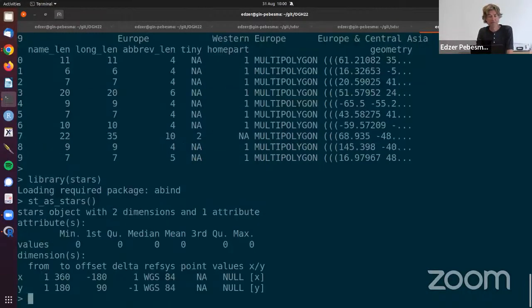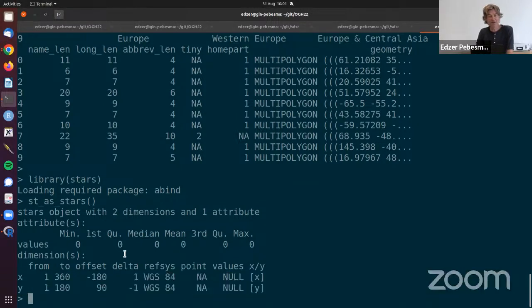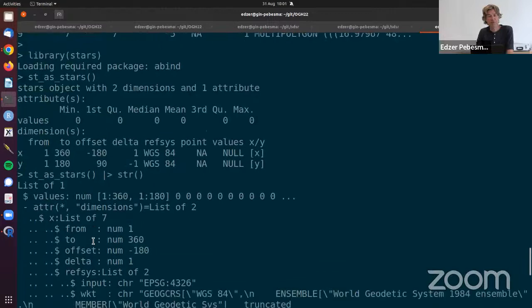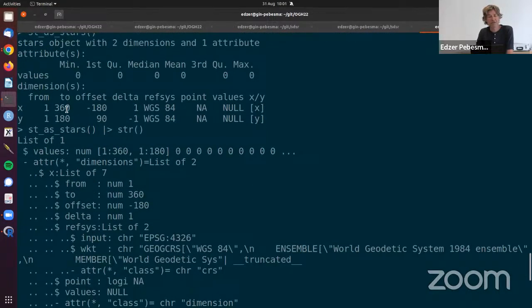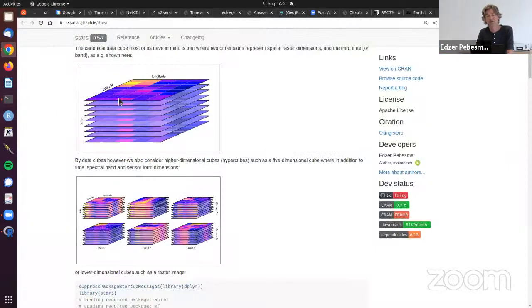I do the same thing as raster does. Here, if I start with nothing, then it generates for me a two-dimensional raster map with a 1 degree global grid. The object that I get, the stars object, says I have 2 dimensions and 1 attribute. So again it thinks of attributes and dimensions. So I can have all the examples I showed with these data cubes. I have one attribute, right?